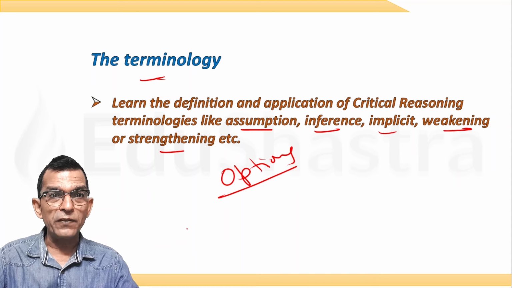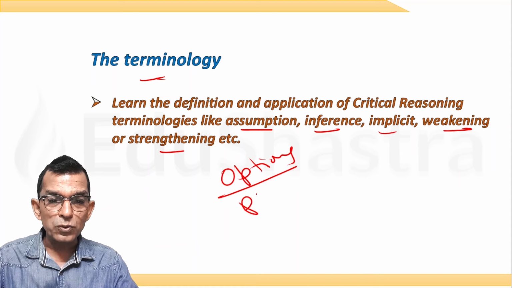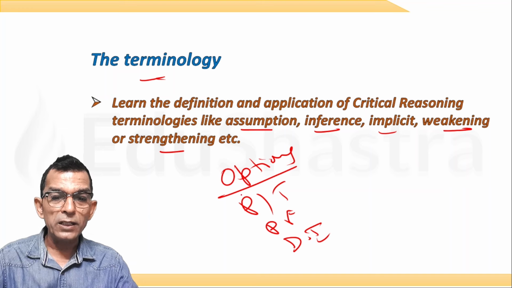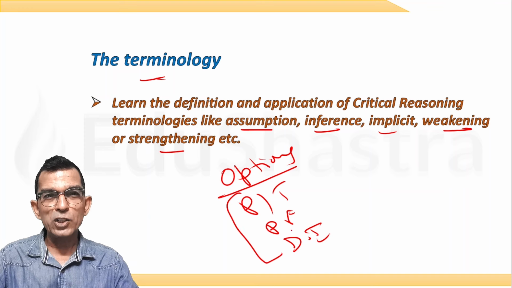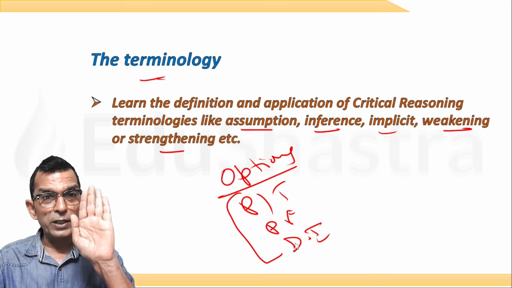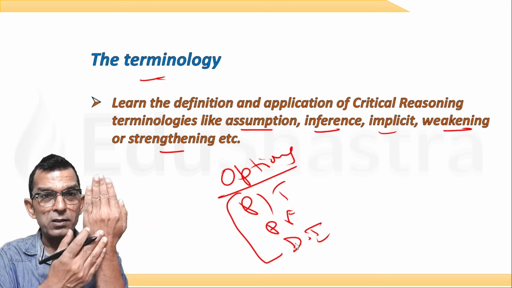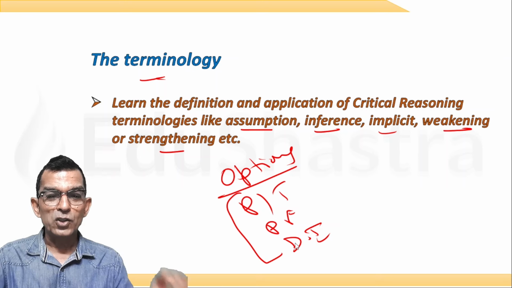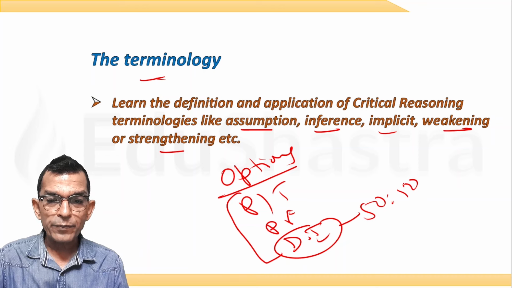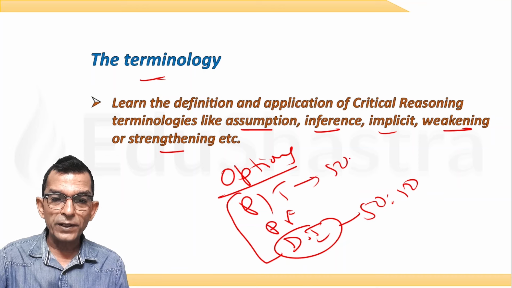Which of the following options can be classified as probably true or probably false or data insufficient? Now look at these three. It can get so confusing. Probably true, probably false, and data insufficient. Sir, what is probably true, what is probably false? It is the other side of the coin. So what is data insufficient? If data insufficient is 50-50, then these also look 50-50. So where is the difference?